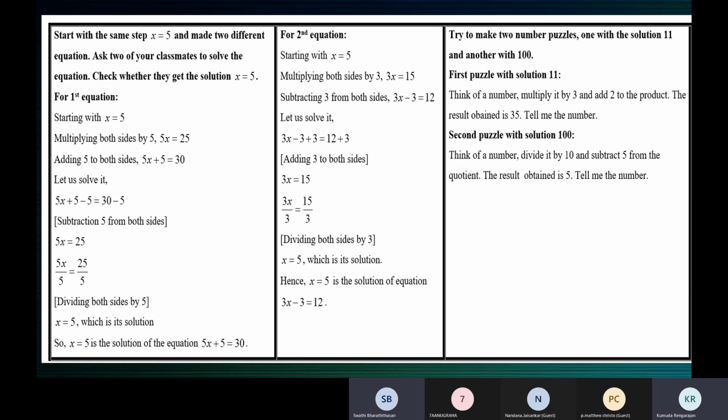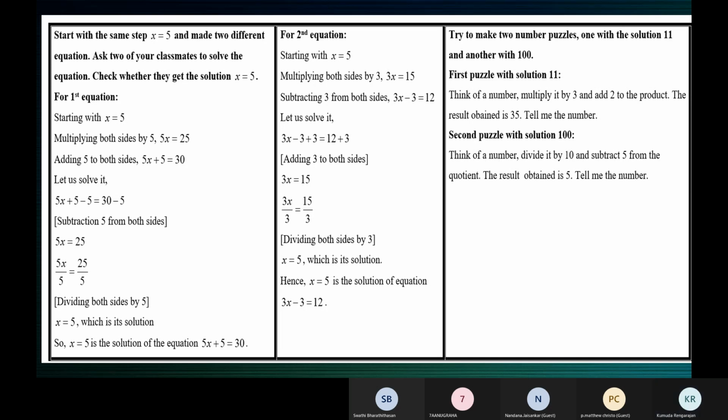Ma'am, one second, I'll just tell you for 11 again. When it's think of a number, finally, the answer should be 11. So think of a number means 11. You should think of 11 because the answer should be 11. Then you say anything. So here, multiply by 3. What will you get when you multiply 11 by 3? 33. And add 2 to the product. So you get 35. The result is 35. What is the number?